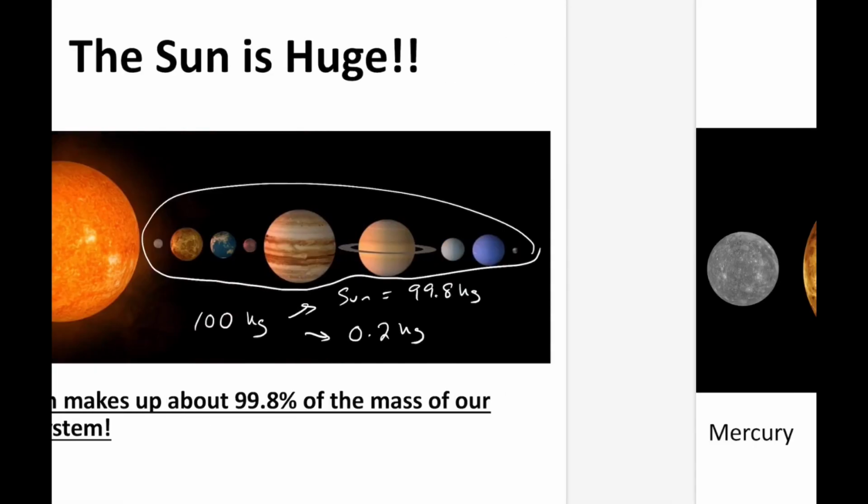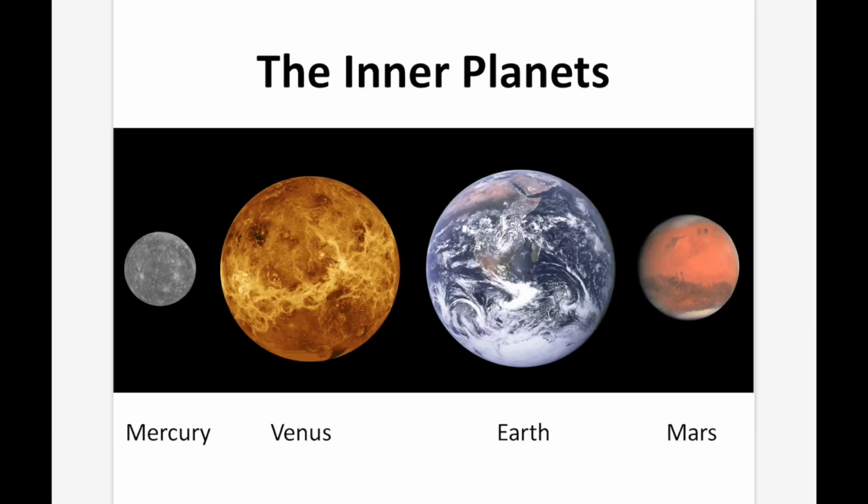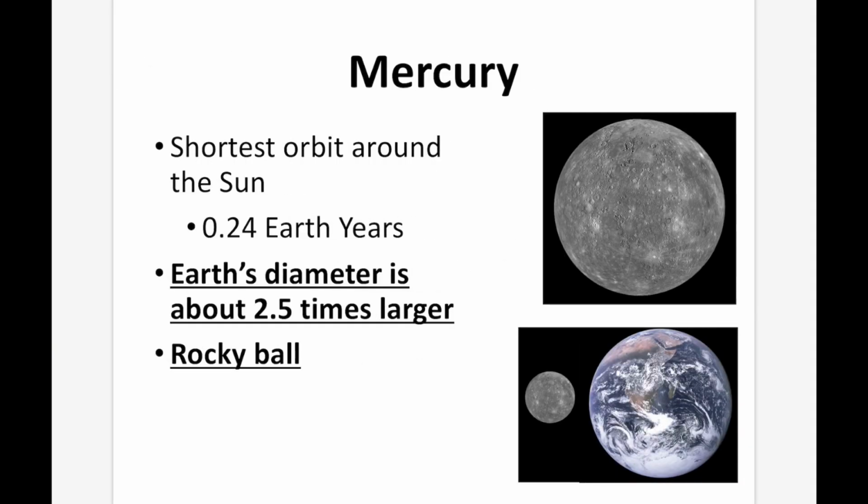Now we're going to start with the inner planets. The inner planets include Mercury, Venus, Earth, and Mars, and they're all known as rocky balls, which differentiates them from the outer planets, which are mostly composed of gas. So first up is Mercury.